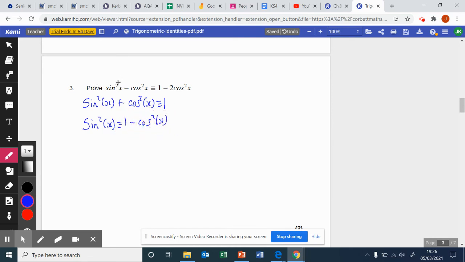Then when I make the substitution on the left-hand side, I'm going to have an expression that has no sines and has cosines. So instead of writing sine squared x, I'm just going to use the red for substitution. I'm going to write 1 minus cos squared x, and then I'm going to put minus cos squared x. So when I simplify that out, I get 1 minus cos squared x minus another cos squared x, which is minus 2 cos squared x. And there we go. We've proved it.